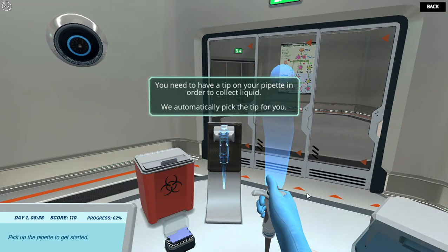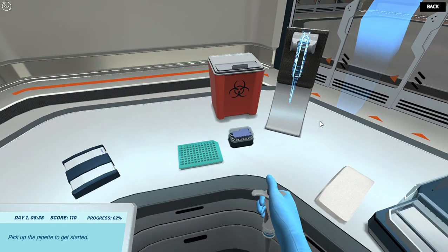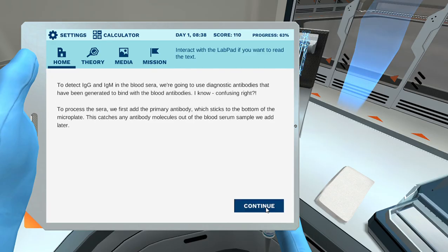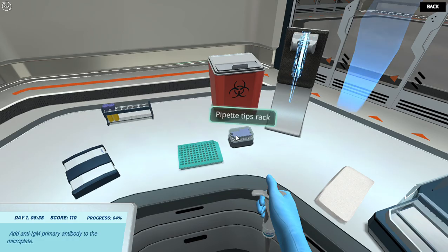You need to have a tip on your pipette in order to collect liquid. We automatically pick the tip for you. Okay, you're ready to get going. To detect IgG and IgM in the blood sera, we're going to use diagnostic antibodies that have been generated to bind with the blood. Add anti-IgM primary antibody to the microplate.